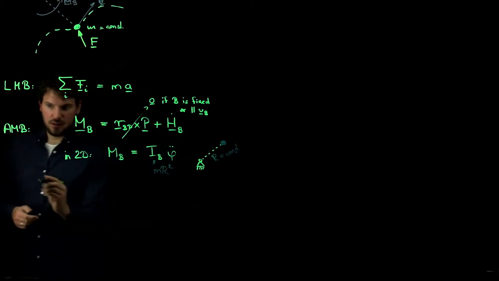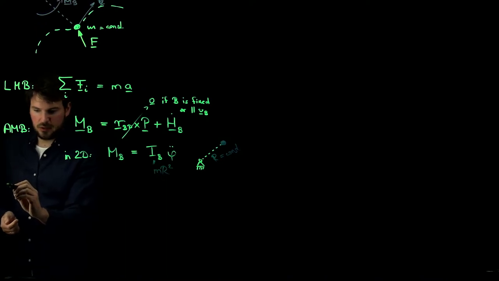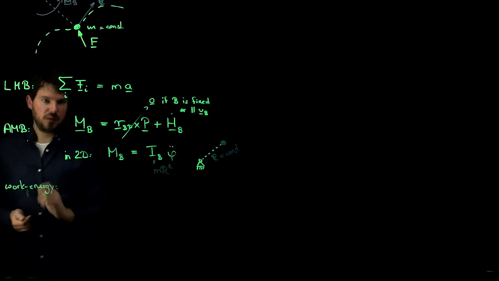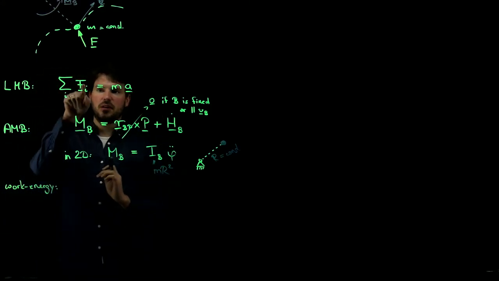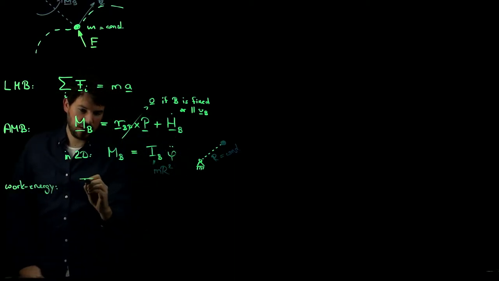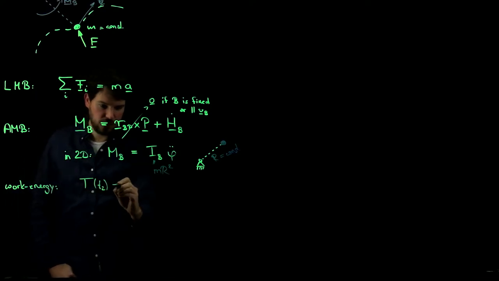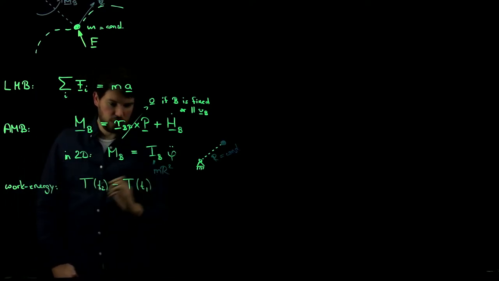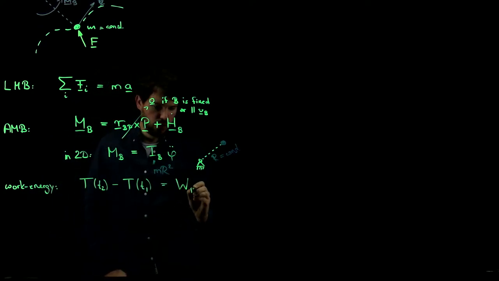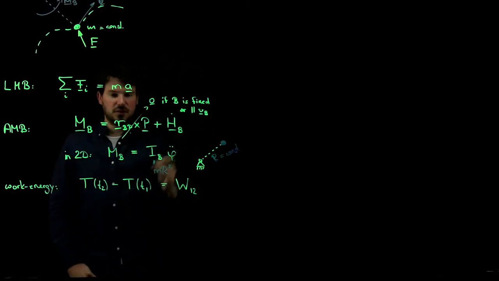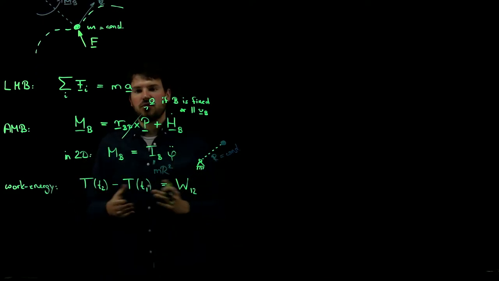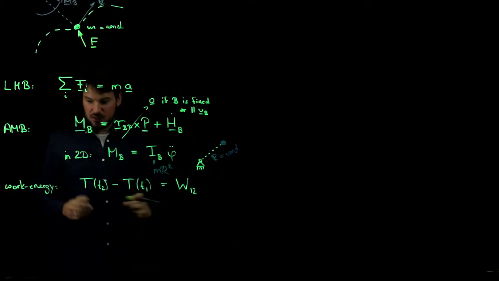Okay, and then the last, the third principle we had was the work energy balance. And this told us that we can bypass these two, which link forces to accelerations, or torques to angular accelerations, by simply requiring that the kinetic energy at a future time t2 minus the kinetic energy at some earlier time t1 equals what? Here we saw that this was nothing else but the total work done onto the particle, which we could further subdivide into conservative forces and non-conservative forces, and we'd seen how the conservative forces derive from the potential.